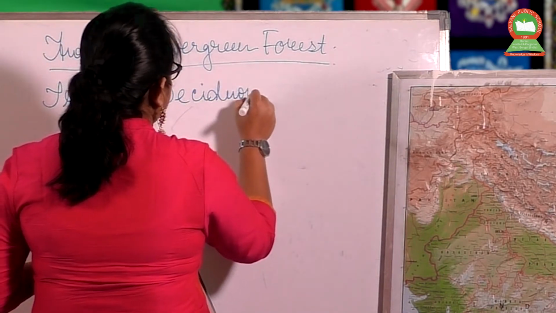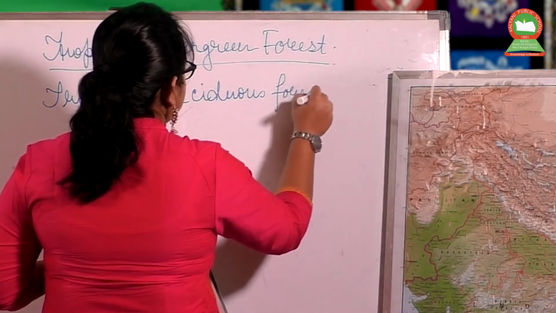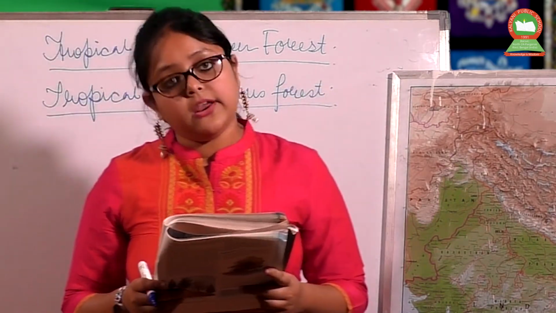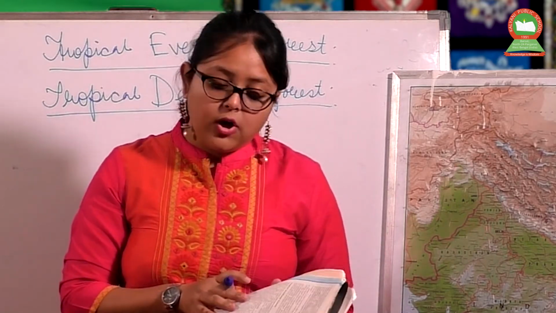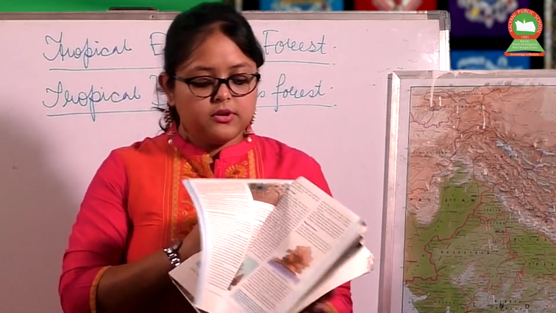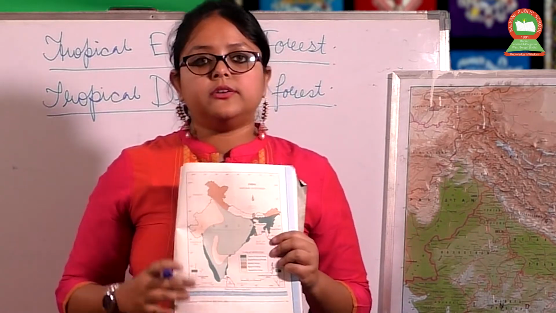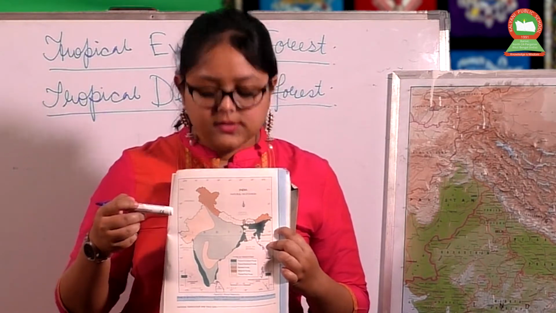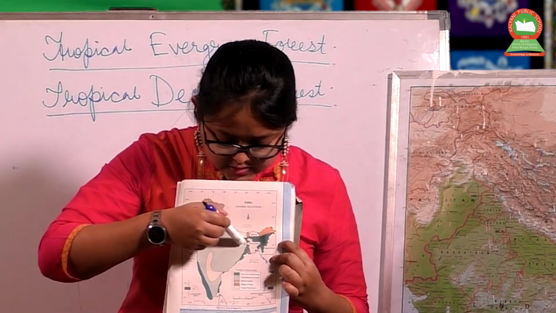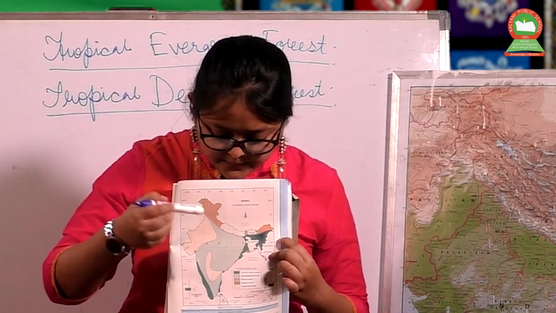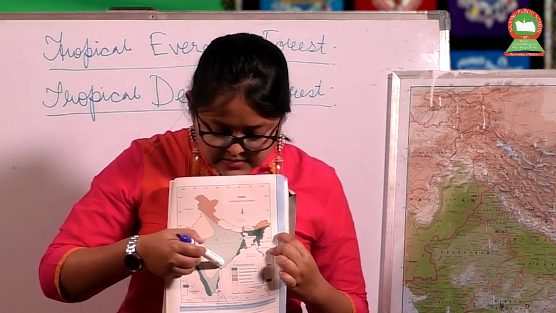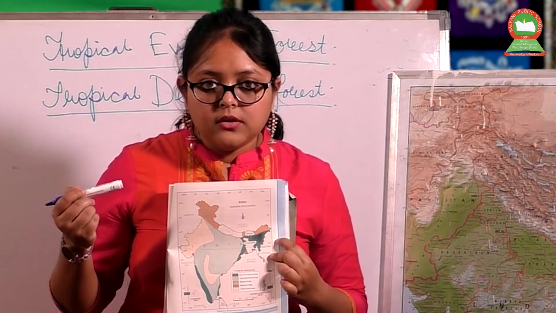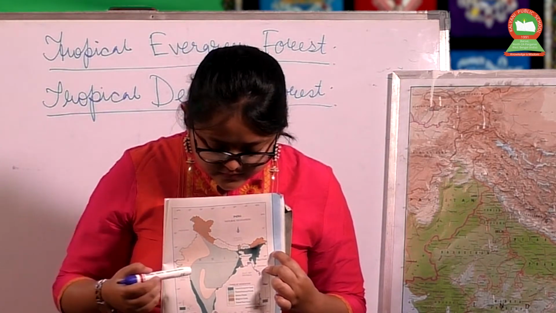Tropical deciduous forest is found in the monsoon areas where the rainfall is enough. I would like to show the region from the map. The tropical deciduous forest is the light green shaded region in this place of India, which is the central portion of India and a few portions of southern India.